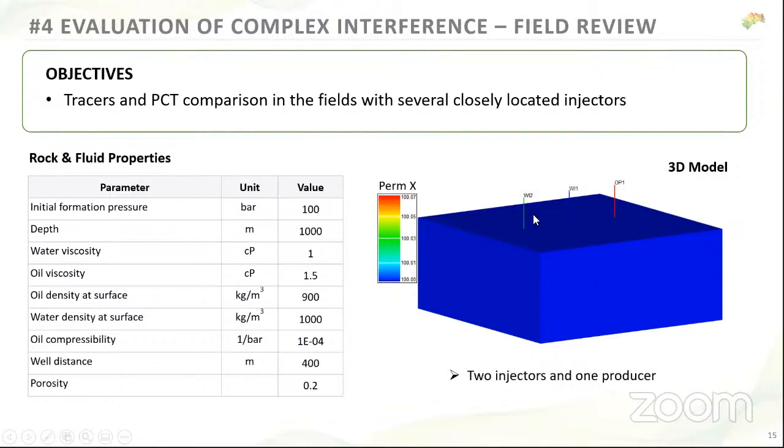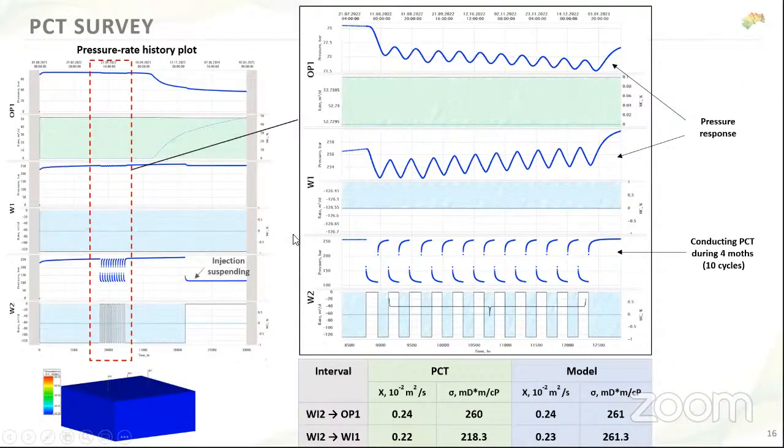So what would happen in such situation? We have changed the pressure in well number 2, injector number 2, and created the pulses of pressure by changing the rate of that well, and measured the pressure response both in injector 1, which is closer to that well, and in producer P1, which is farther here.